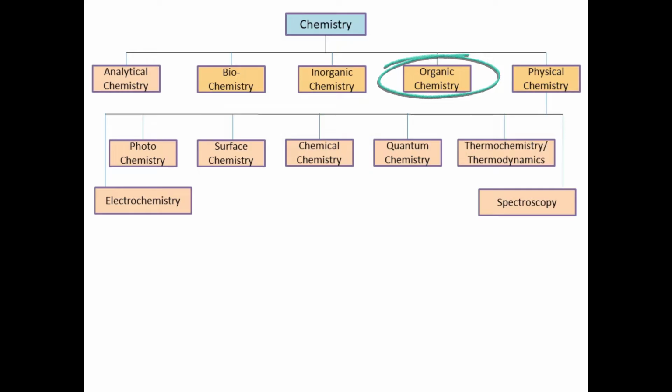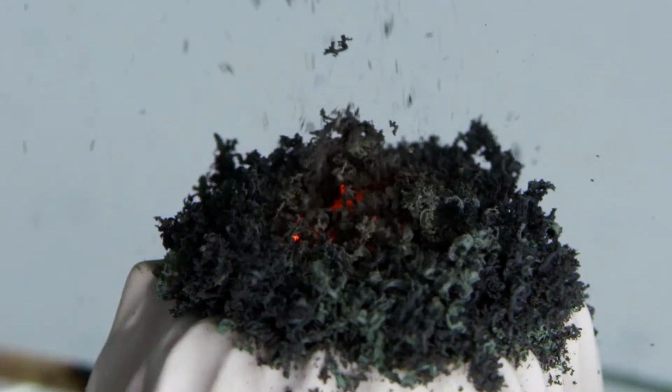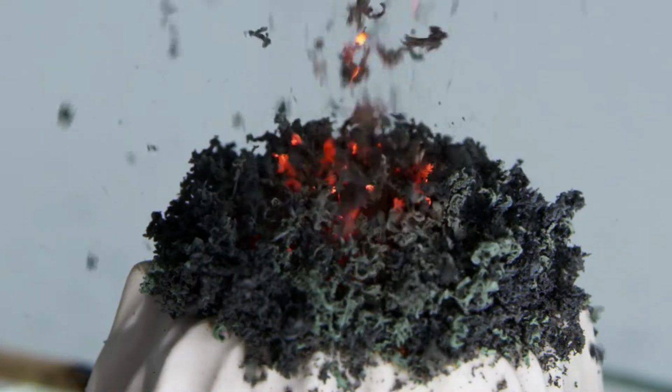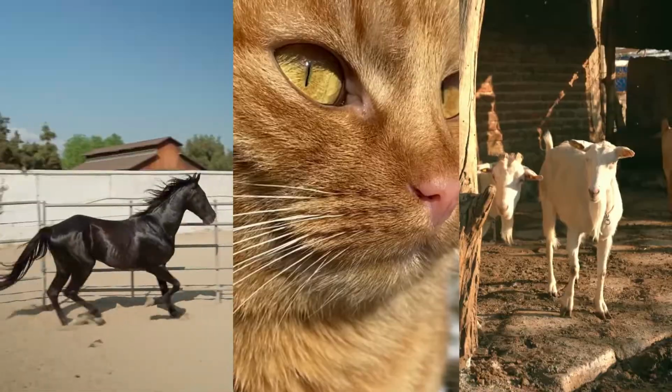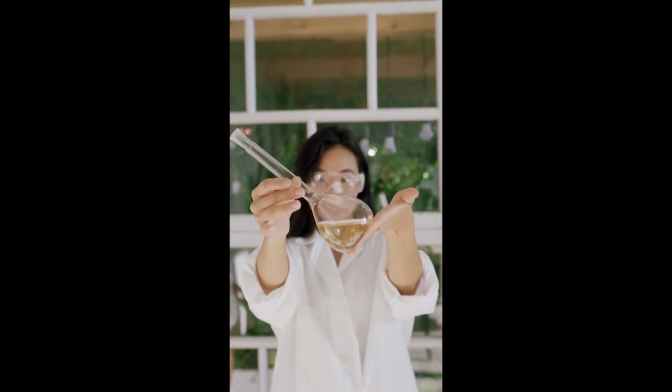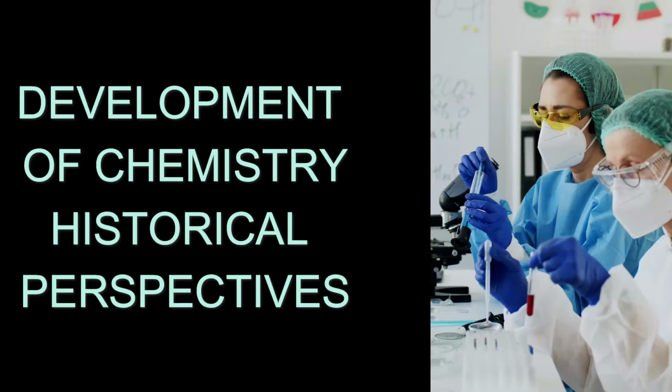Organic chemistry. It deals with the study of the structure, properties, composition, reactions and preparation of carbon-containing compounds which are present mainly in living things. Physical chemistry. It is the branch of chemistry that deals with the relations between the physical properties of substances and their chemical composition and transformation.